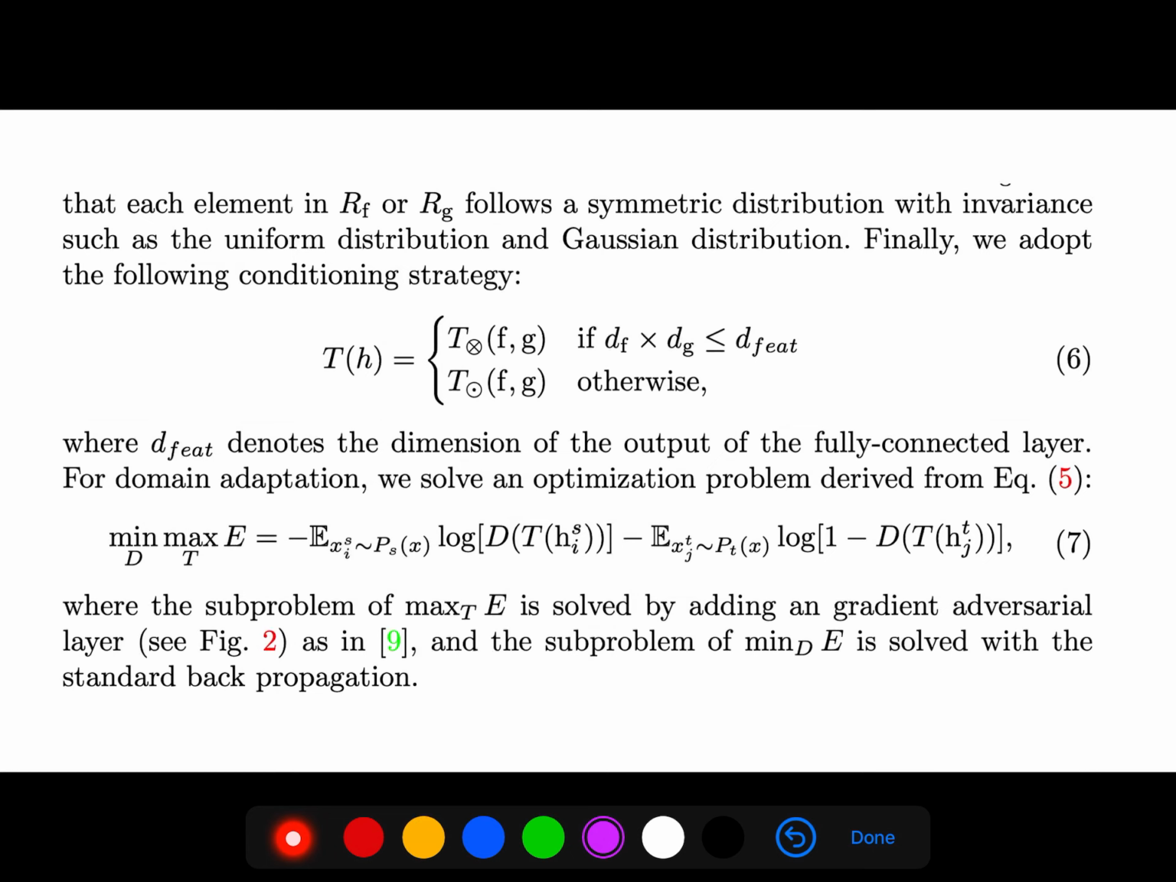And for domain adaptation, we just solve, as I said, this min-max. The sub-problem, which is max of E, is solved by adding a gradient adversarial layer. And the sub-problem of min E is solved with the standard backpropagation. So this part is standard backpropagation.